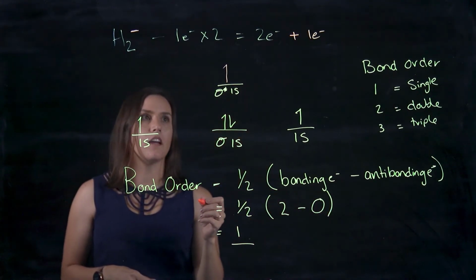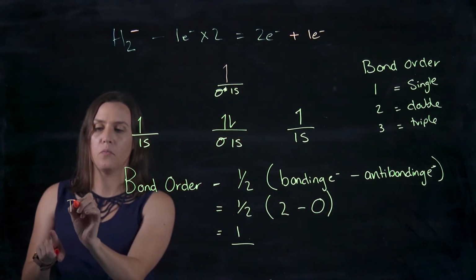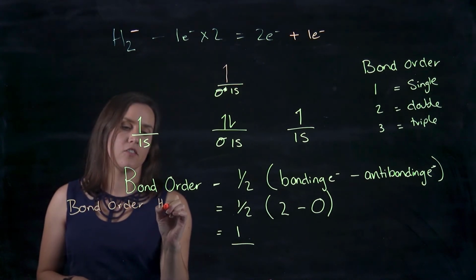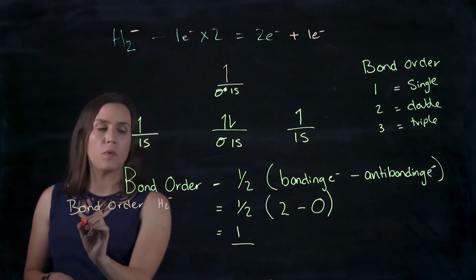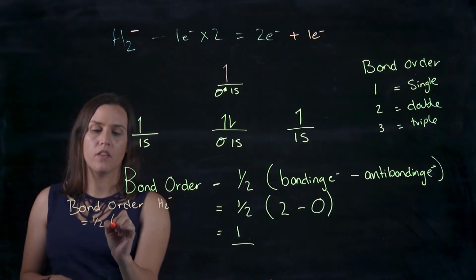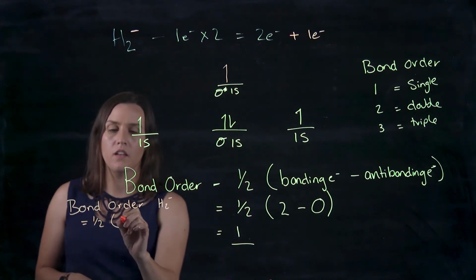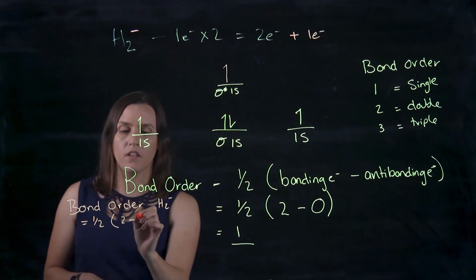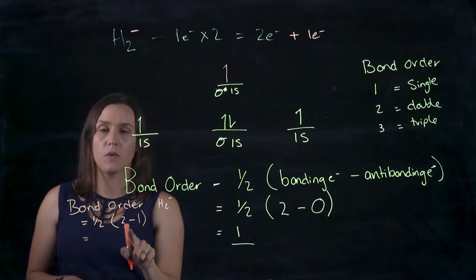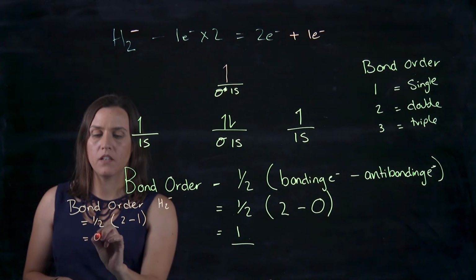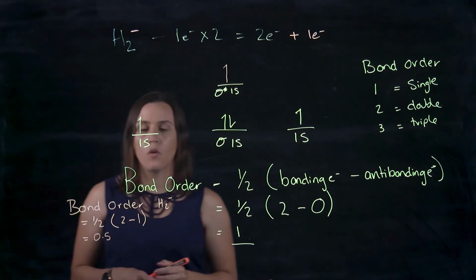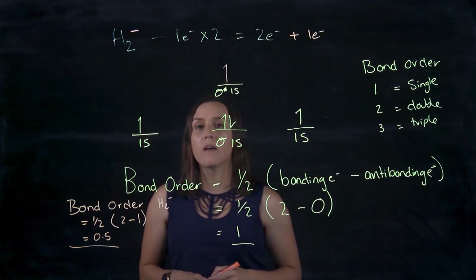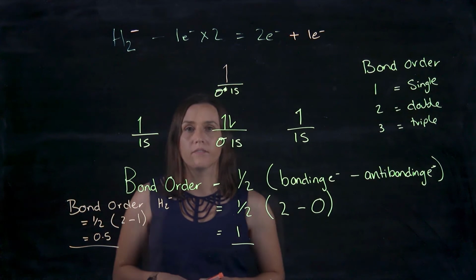Okay, so bond order, let's do it here. Bond order, and this is for H2 minus. It would be equal to half the number of bonding electrons, still got 2 in there, minus the one that's in the antibonding. So we've got 2 minus 1, which gives me 1, and half of 1 gives me 0.5, or half. So now I've got less than 1. That means that there wouldn't be a single bond occurring now.